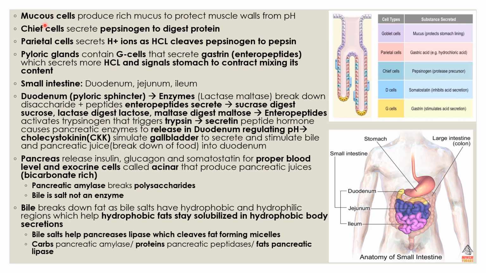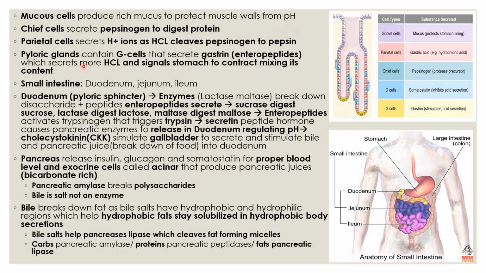Next, you have the chief cells, which secrete pepsinogen to digest proteins. And then you have parietal cells, which secrete H plus ions as HCl cleaves pepsinogen to pepsin. Right? So parietal cells help make HCl stronger in order to cleave pepsinogen to pepsin.